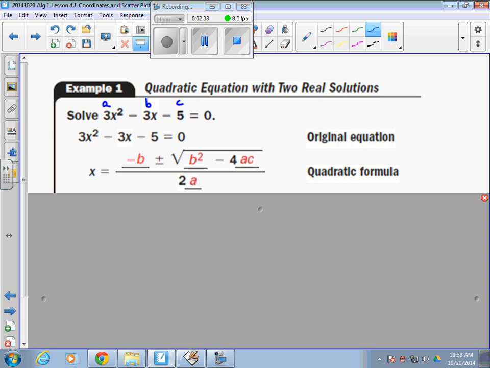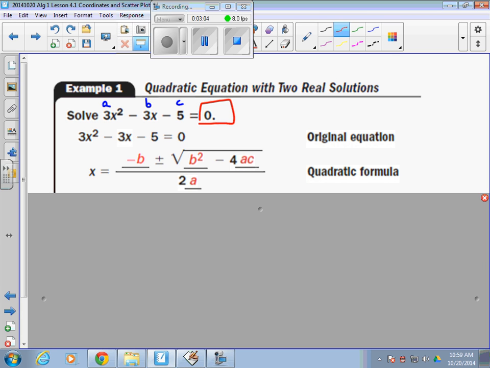The first thing you want to check is make sure it's in standard form. Make sure the thing that's multiplying by x squared is first, the thing that's multiplying by x to the first power is second, and then the thing without a variable at all is third. The next thing you want to check is that it is equal to 0. If it's not equal to 0, you have to move over whatever's on that side, and we'll see one like that in a minute. So all you need to do is plug it in to the quadratic formula.